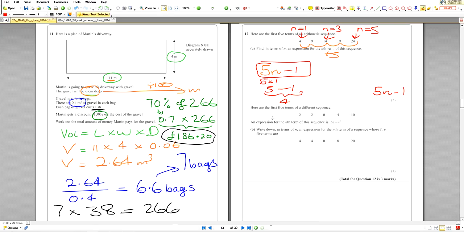Here are the first 5 terms of a different sequence: 2, 2, 0, minus 4, minus 10. An expression for the nth term of this sequence is that. Write down, in terms of n, an expression for the nth term of a sequence whose first 5 terms are this. What do we realize about the pattern? The bottom one is double the top one. So what will happen to the rule? We will just double the rule. So it will be 2 lots of 3n minus n squared.